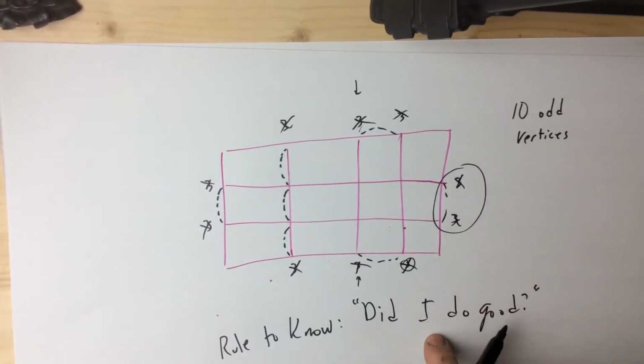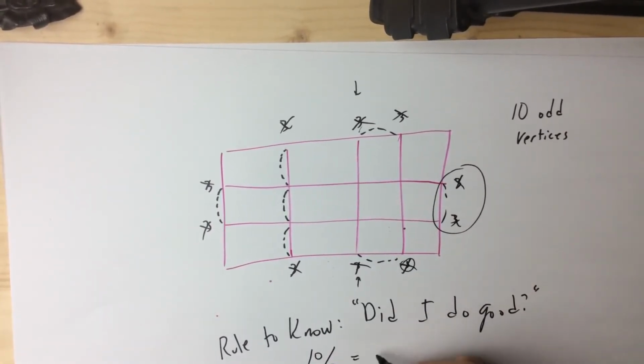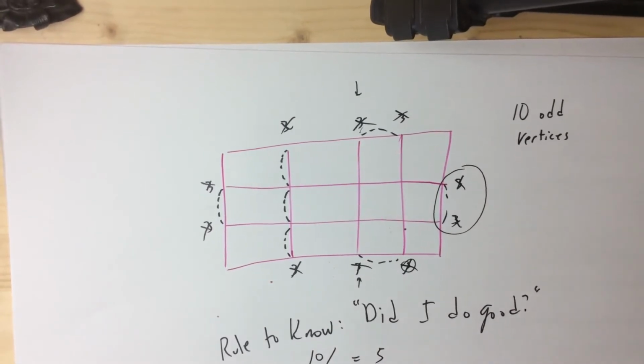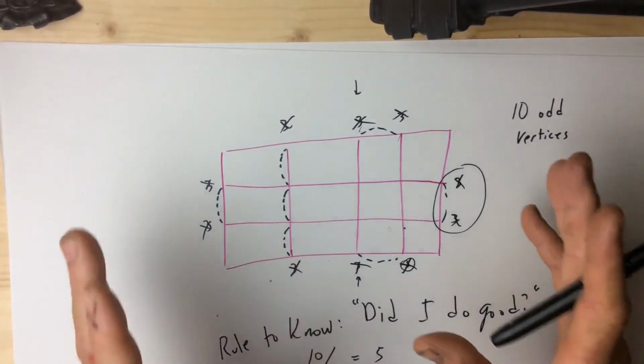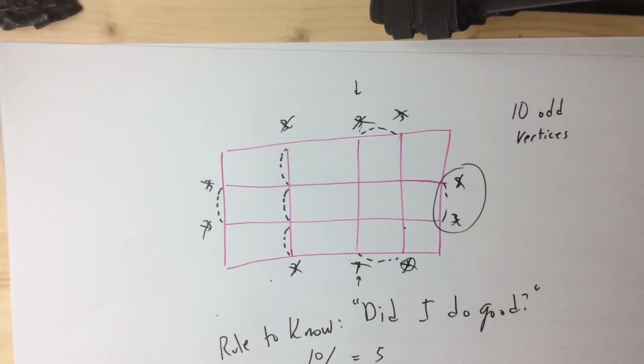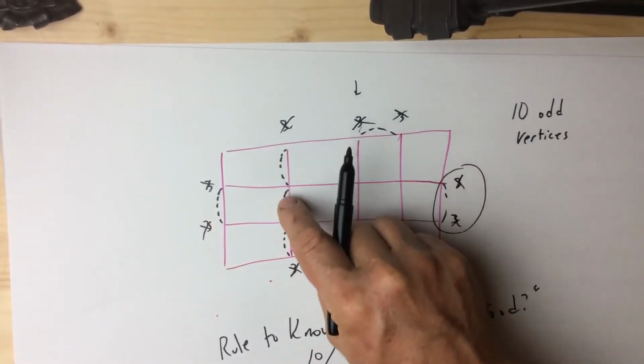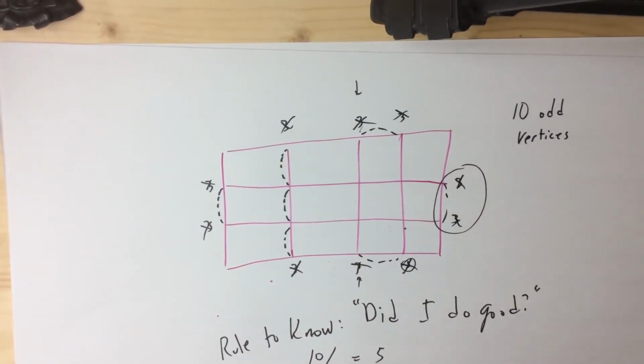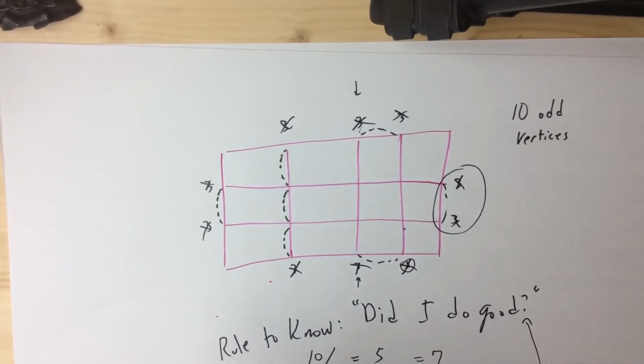If you then use this rule, 10 divided by 2 equals 5, and now we ask, did we hit 5 duplicate edges? So I'm now going to look: 1, 2, 3, 4, 5, 6, 7. If we had hit 5 duplicate edges, then we would have known our job was perfectly done. But because we hit 7, our answer to this is a strange mathematical answer. You have to say, I don't know.